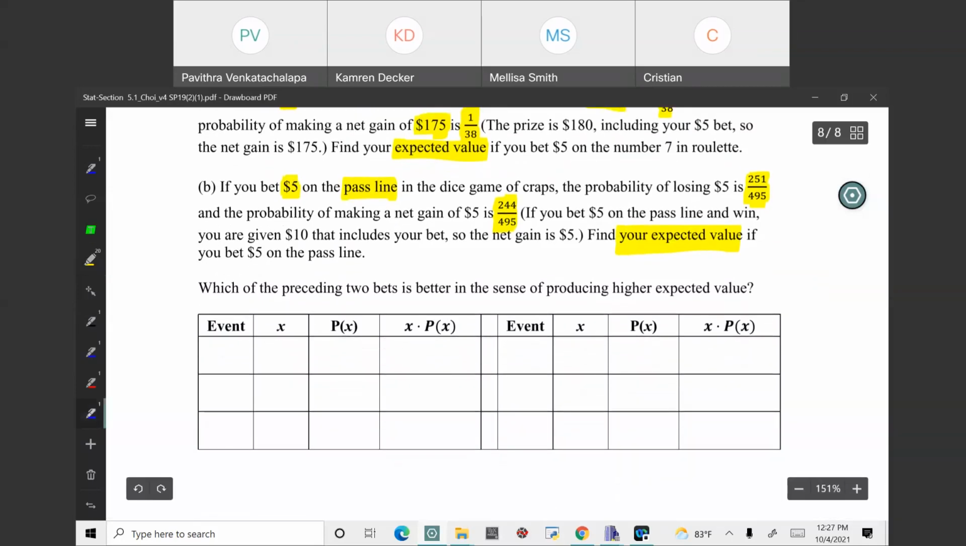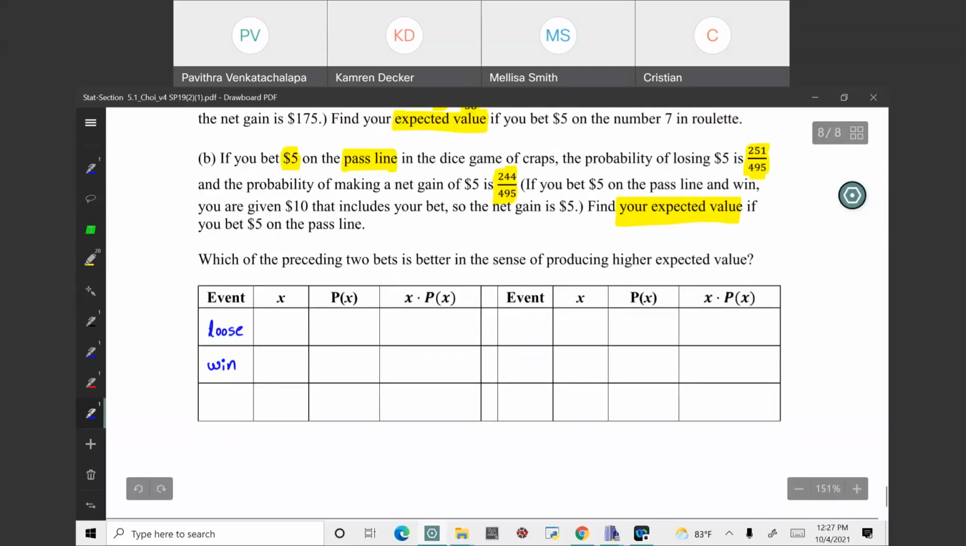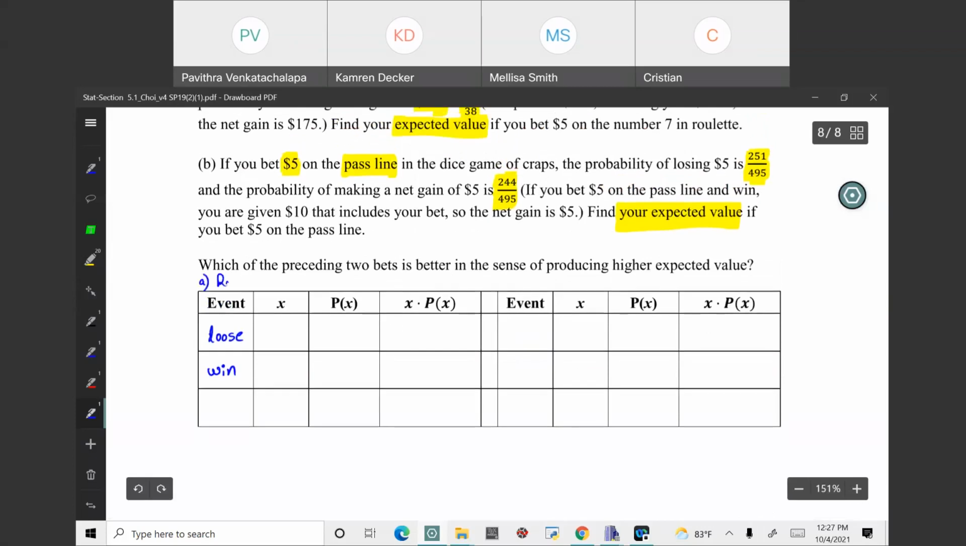Okay, so this is how I made the column. Now here I will write lose or win. There can be only two outcomes: either you win or you lose. So, how much do you lose? Now this is for roulette and this is for the pass line. Okay, now let us do the first table.